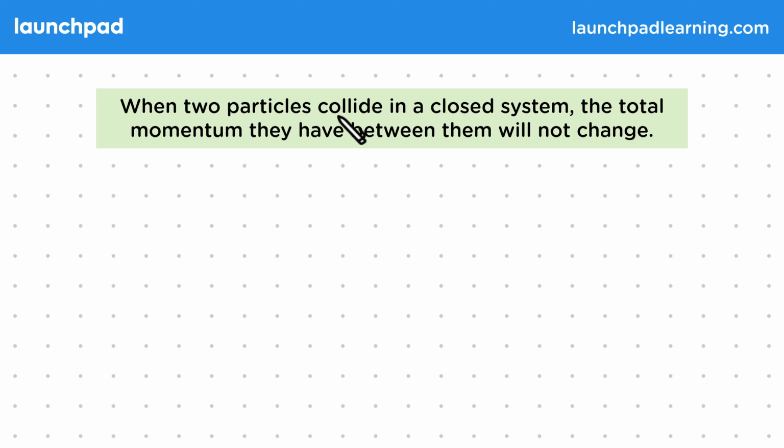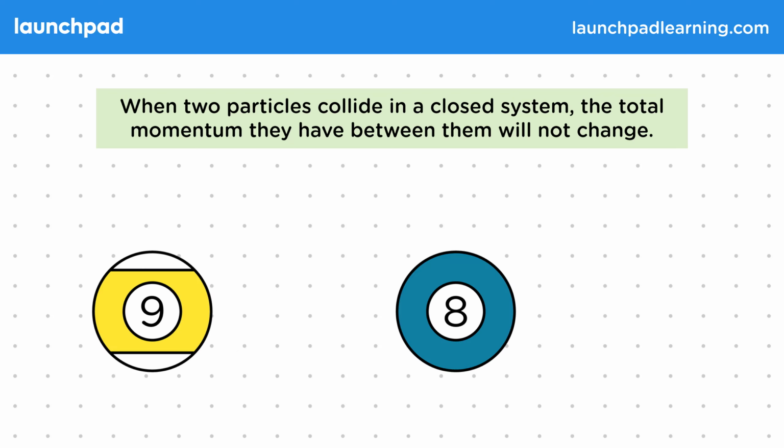When two particles collide in a closed system, the total momentum they have between them will not change. This is an extremely important fact which you'll see come up in almost every momentum exam question. Let's see what this means with an example of two billiard balls. We'll treat them as particles, meaning they have mass, but their shape and volume aren't important.